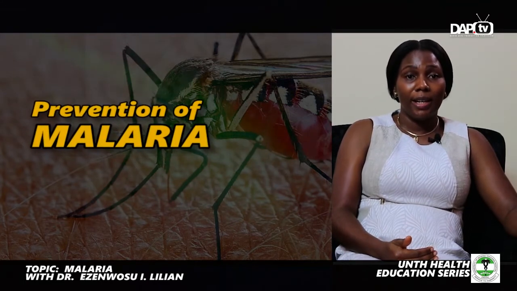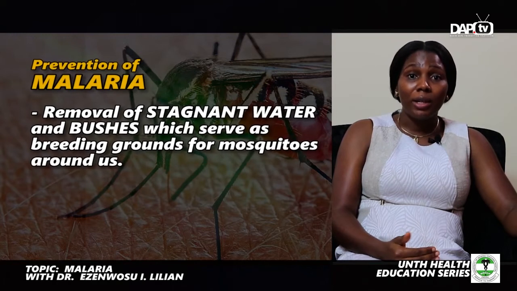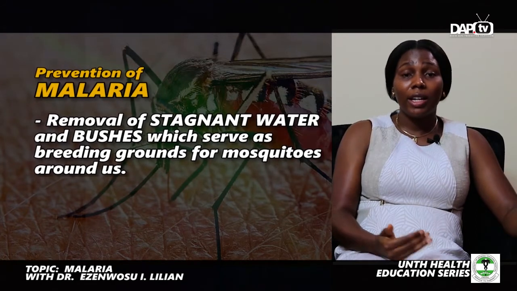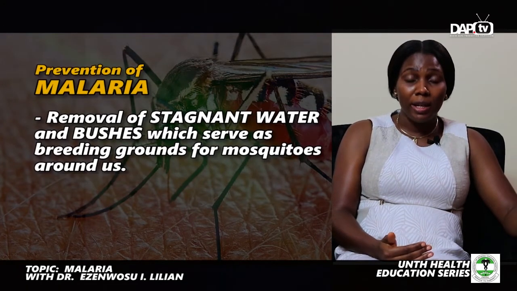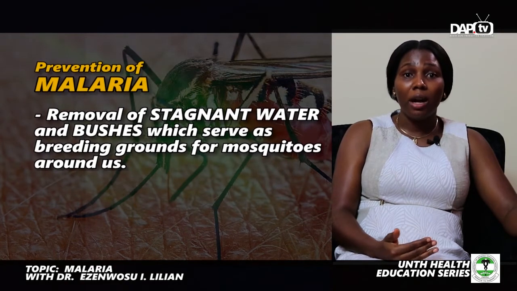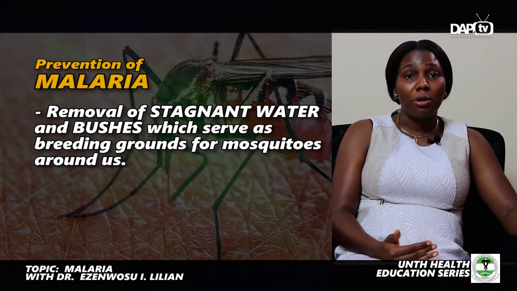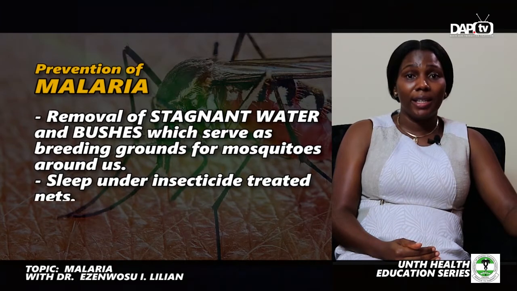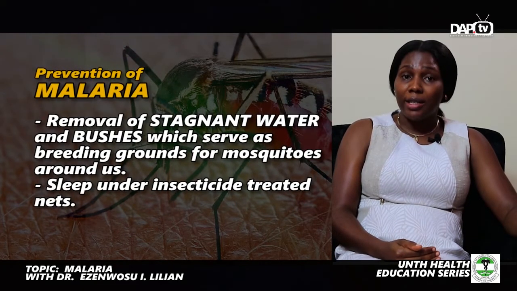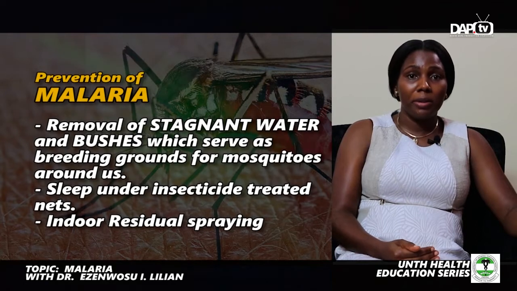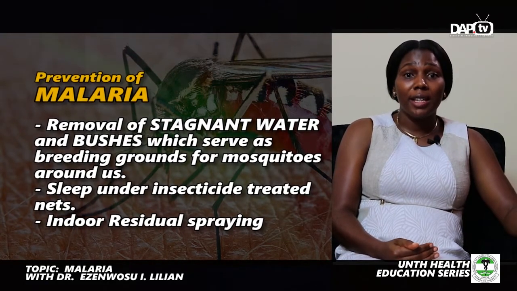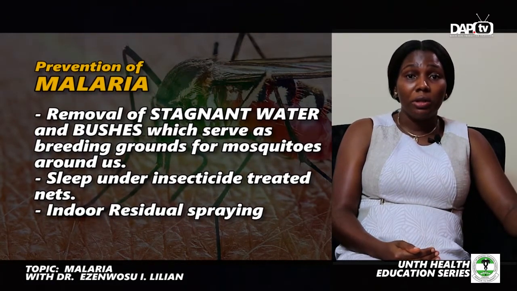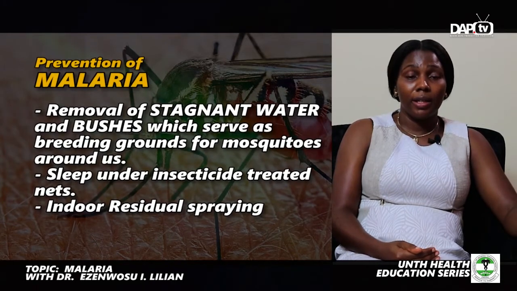What are they? First is removal of stagnant waters where we live and around us. Another one is cutting of bushes in the places where we live, and also in other environments in our workplace, wherever we have contact with, we need to cut the bushes around us. We also need to sleep under insecticide-treated nets. The last but not the least is indoor residual spraying. And this just means spraying of insecticide once a year or twice a year in order to kill the mosquitoes in our environment.